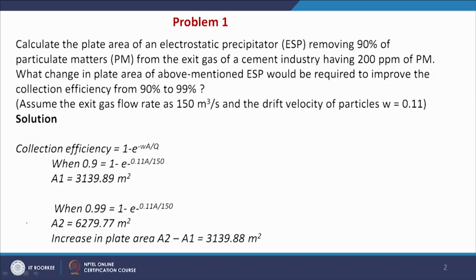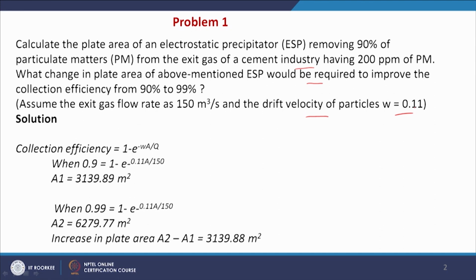First problem, the statement is: calculate the plate area of an electrostatic precipitator removing 90% of particulate matter from the exit gas of a cement industry having 200 ppm of particulate matter. What change in plate area of the above mentioned ESP would be required to improve the collection efficiency from 90% to 99%? Assume the exit gas flow rate as 150 meter cube per second and the drift velocity of particles W is equal to 0.11.